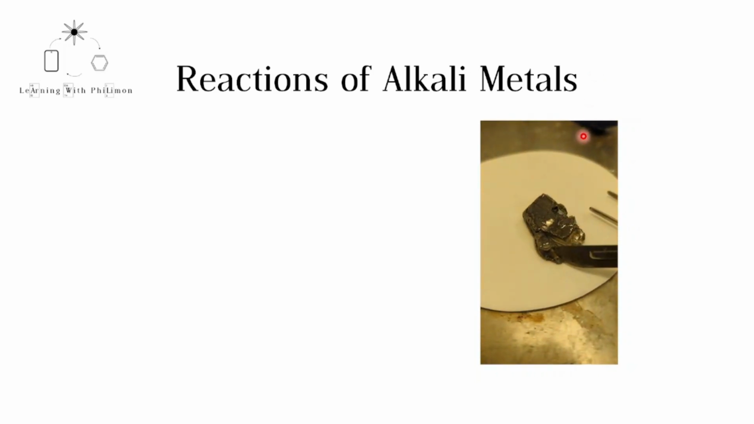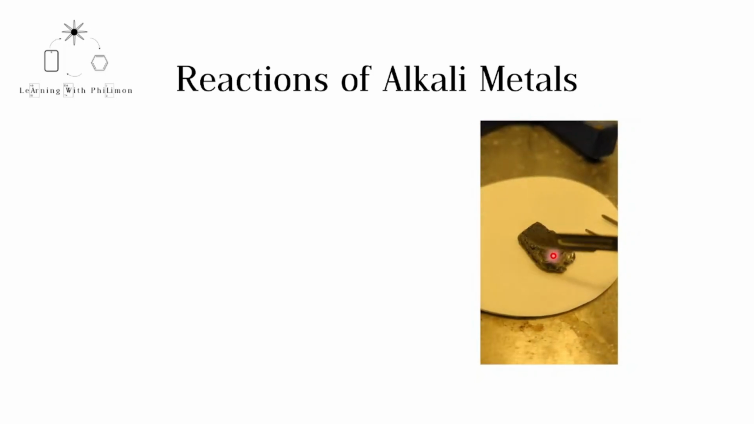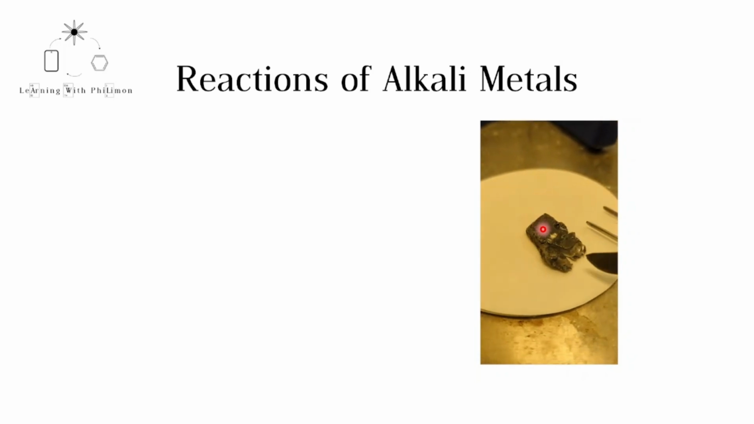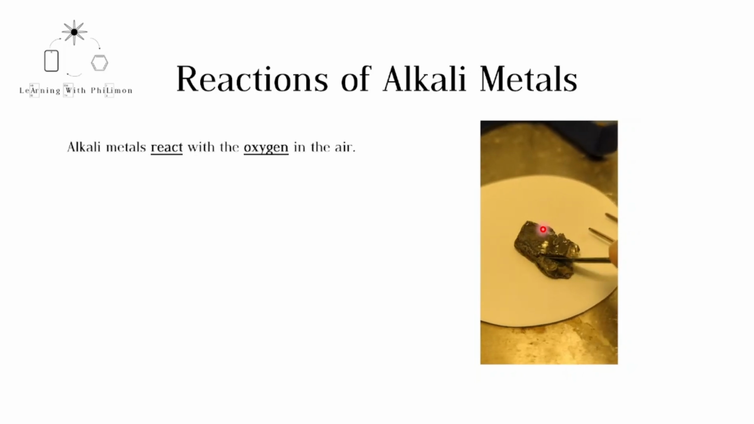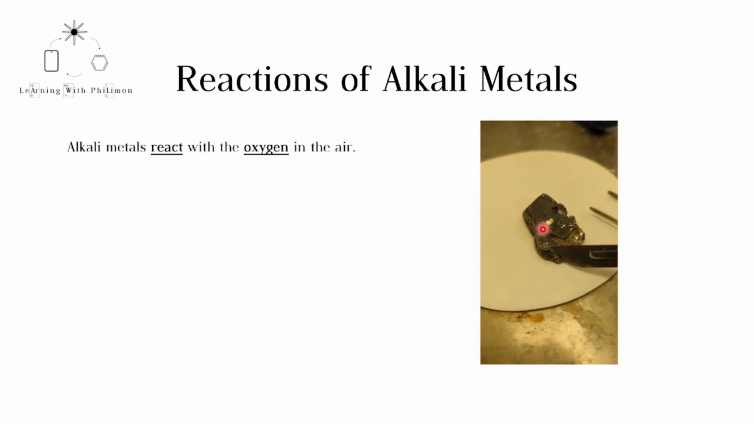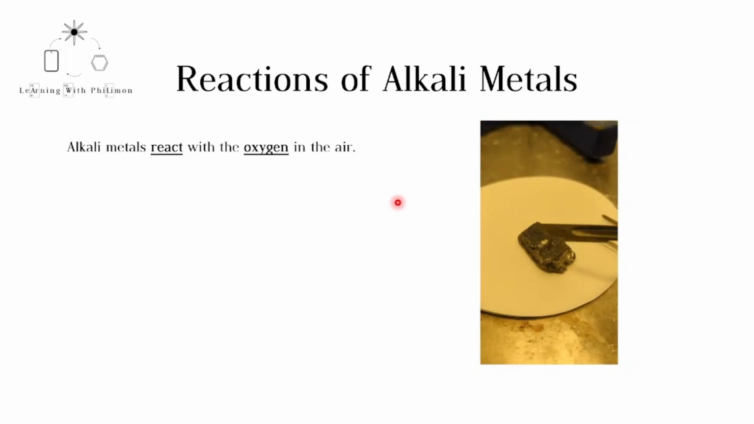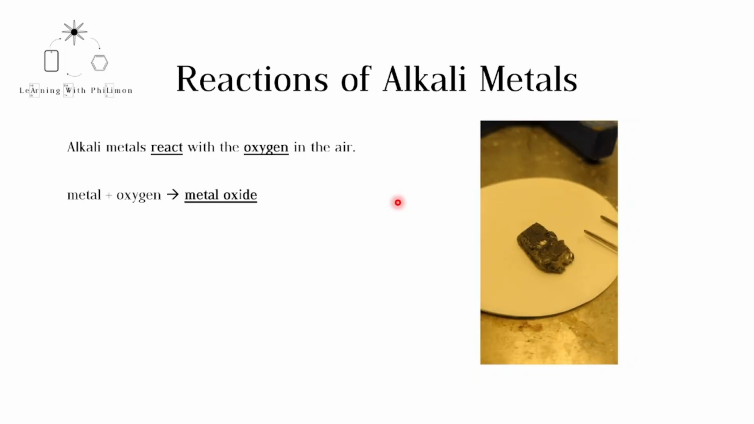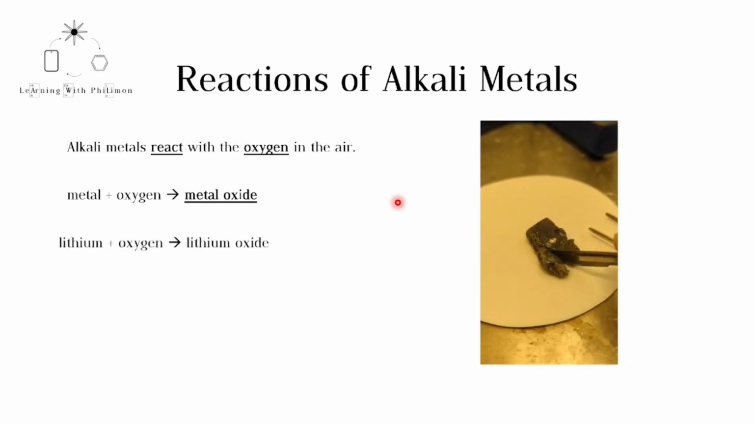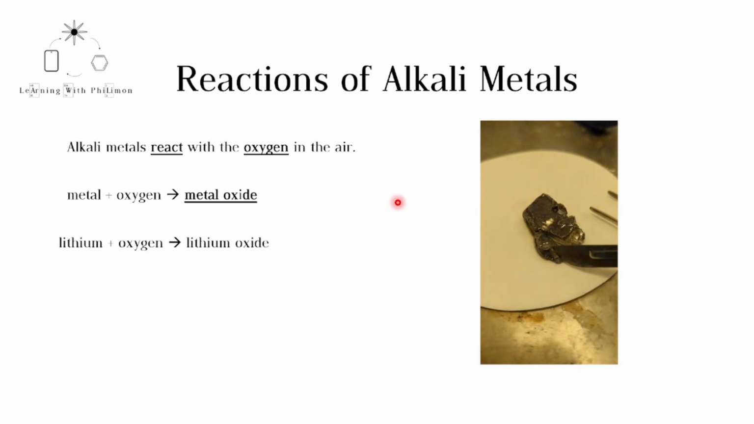When you do this, you notice that the interior of the alkali metal is shinier than the exterior. However, this shiny surface also quickly becomes dull. This is because alkali metals react with oxygen in the air. A general word equation to describe this reaction is metal plus oxygen yields a metal oxide. A specific example of an alkali metal is lithium plus oxygen forms lithium oxide.